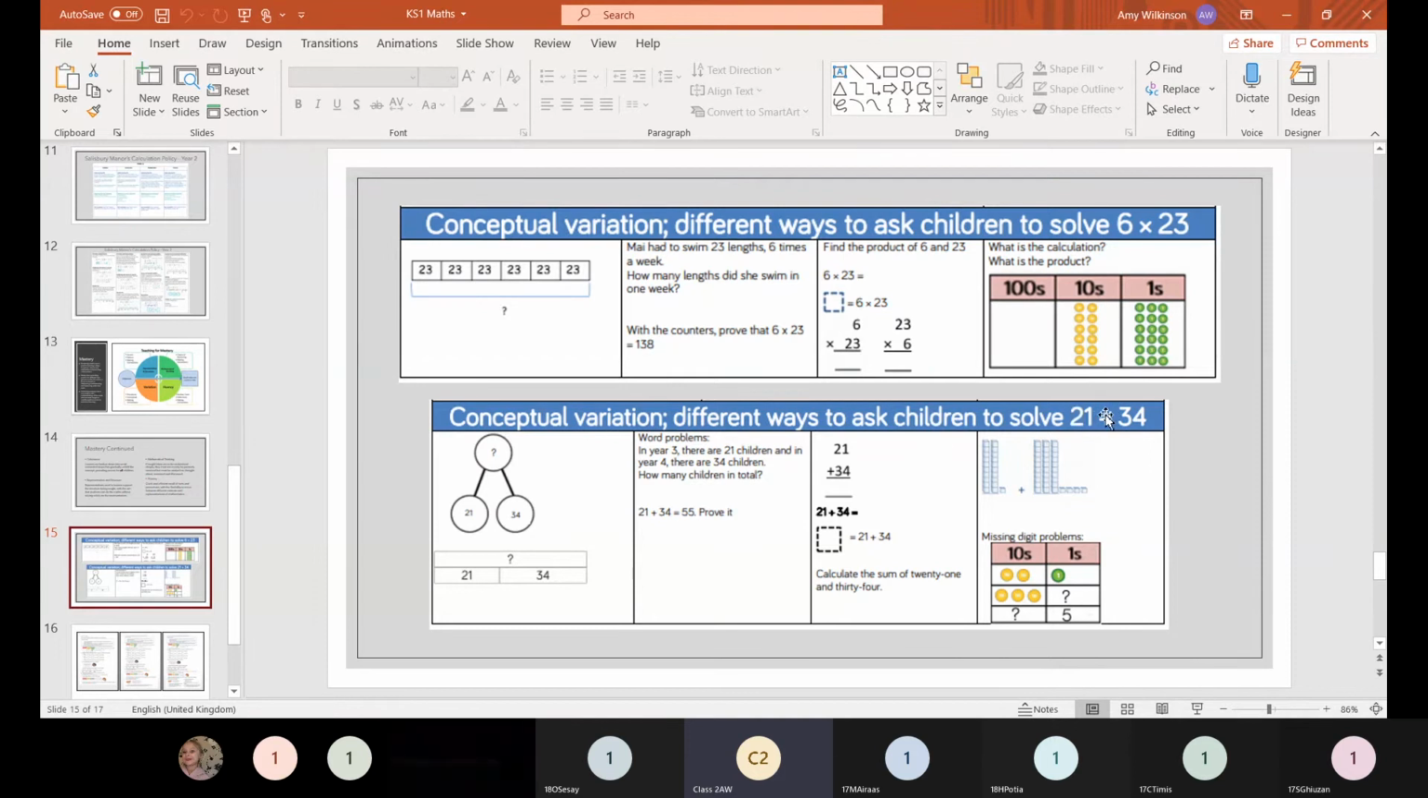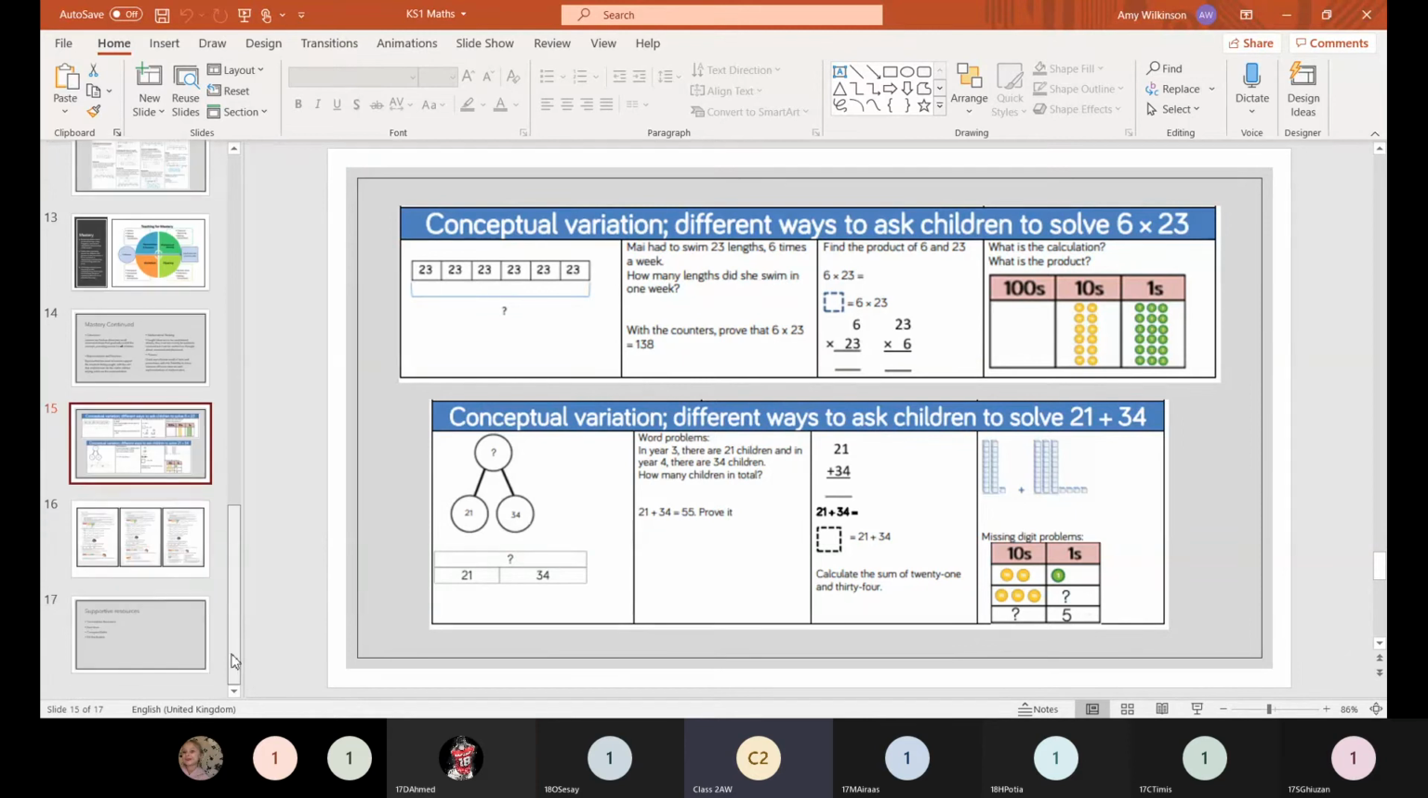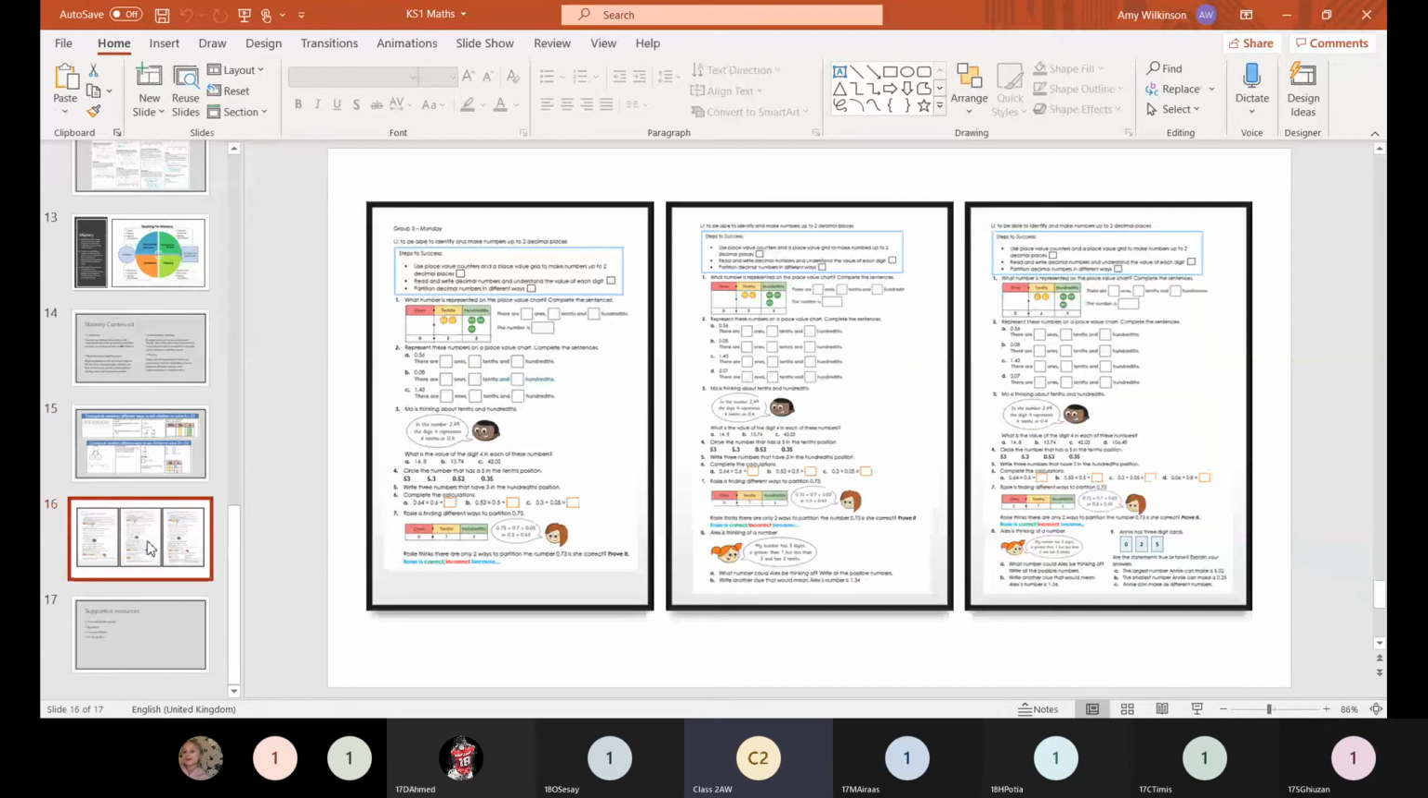And it's the same here for addition. So solving 21 and 34, there's the use of part whole models and the bar method, word problems, column addition, and written in a different way, and then also using Dienes and counters. And the counter example here is a really good one because that's also a missing number problem, but represented in a different way. Okay, I'm just going to show you an example of how this is done in a lesson.